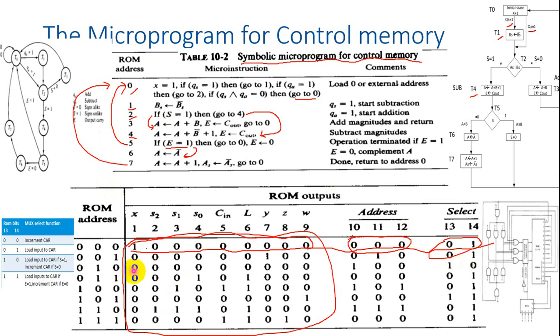At T3, what do you do? You perform the addition operation, and after performing the addition operation, you go to T0. Branch control is 01, that means you load this address. After performing addition, you go to T0, job is done.